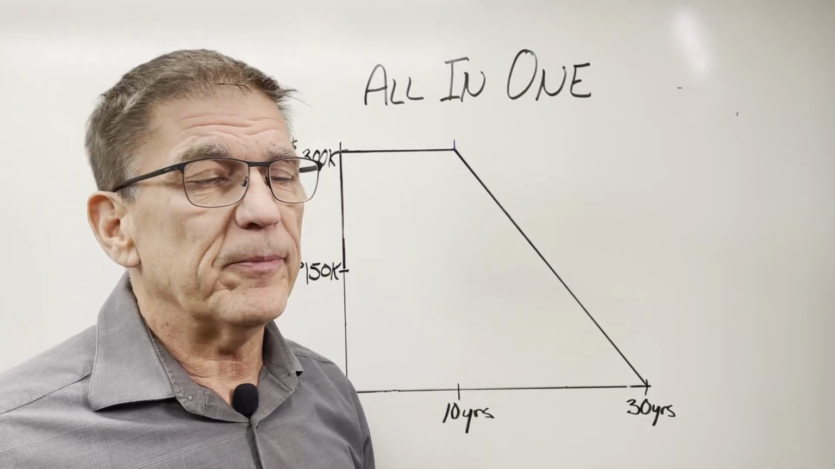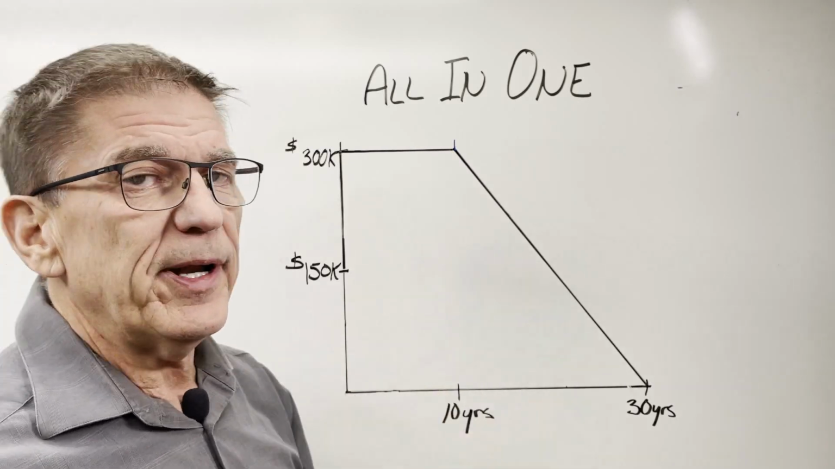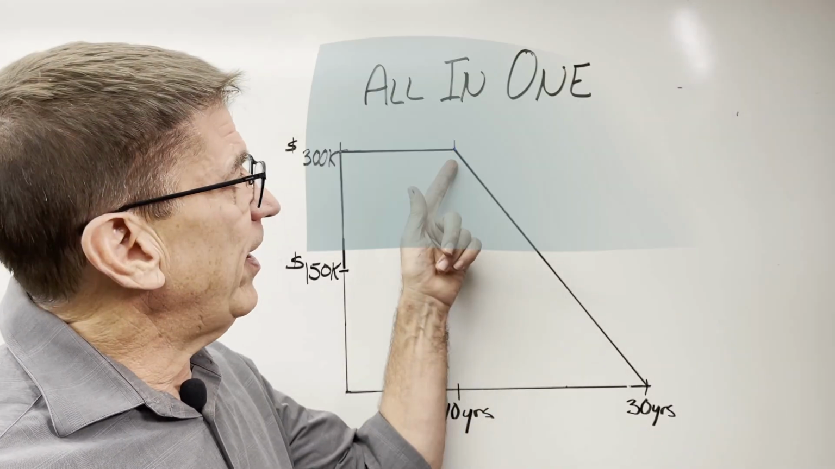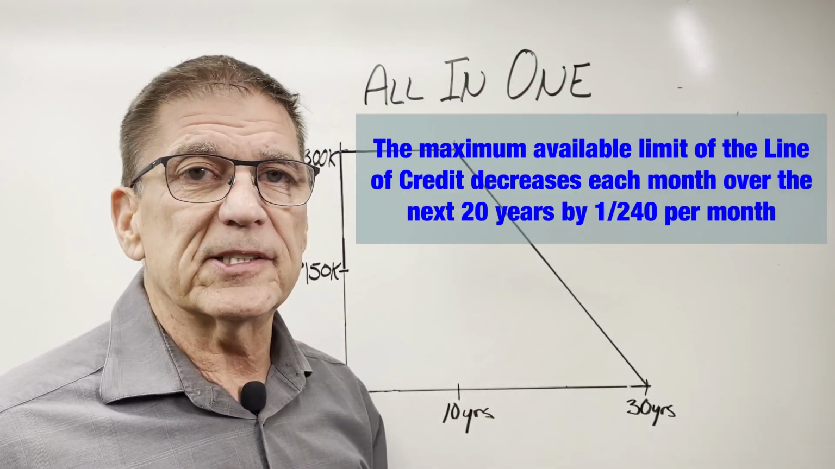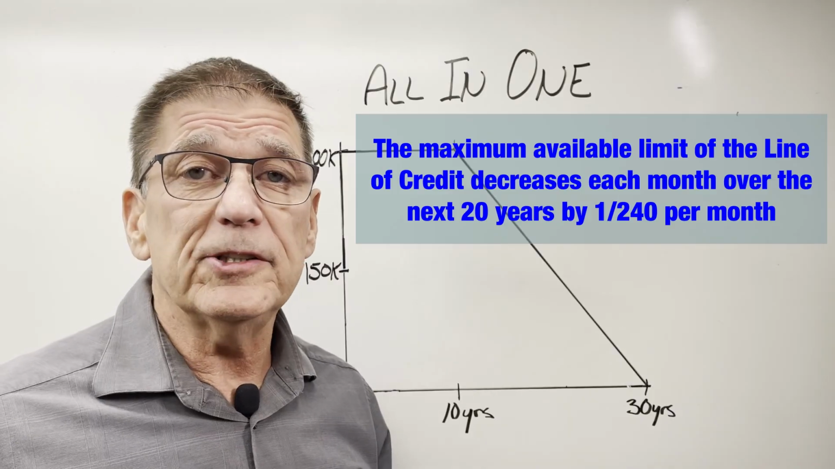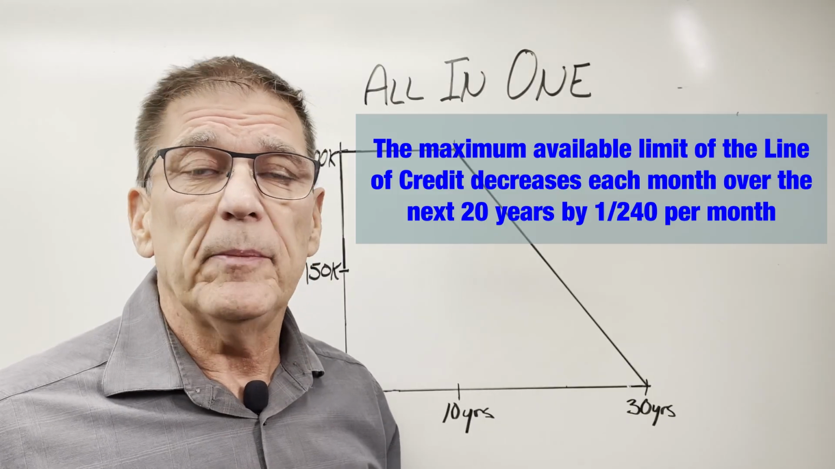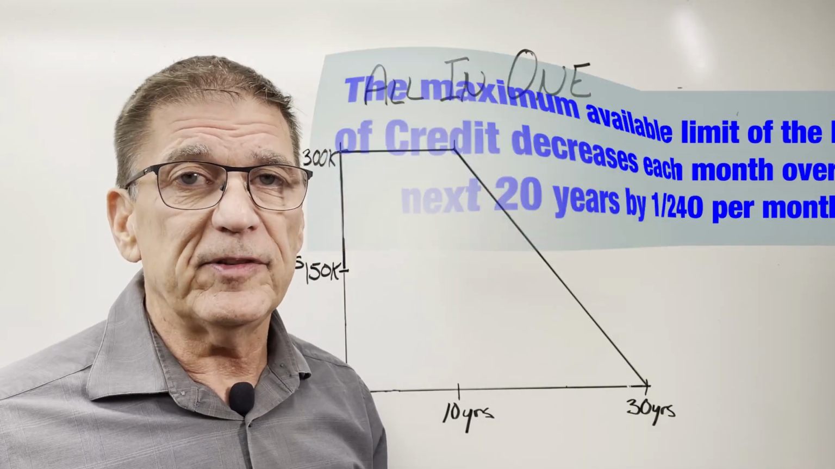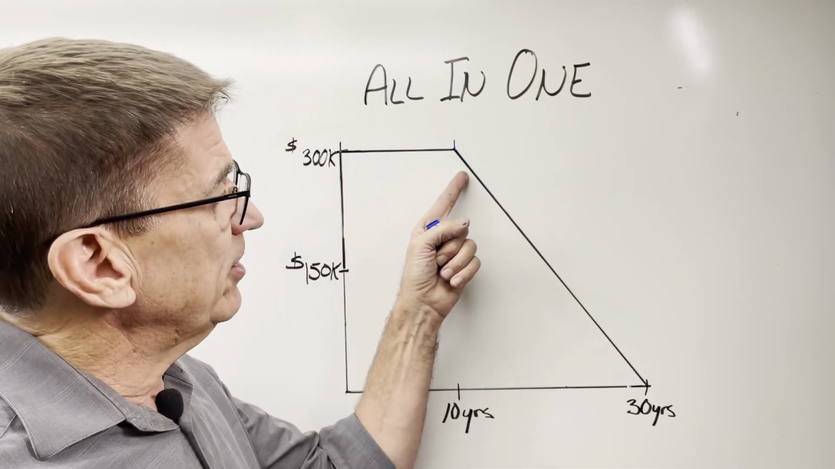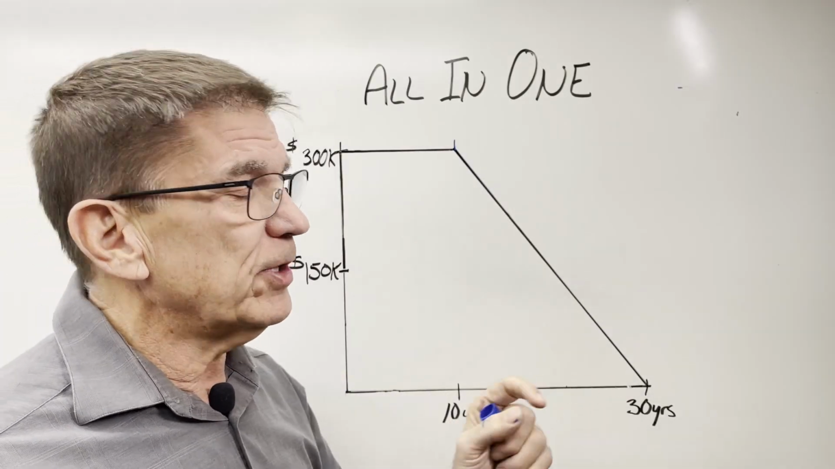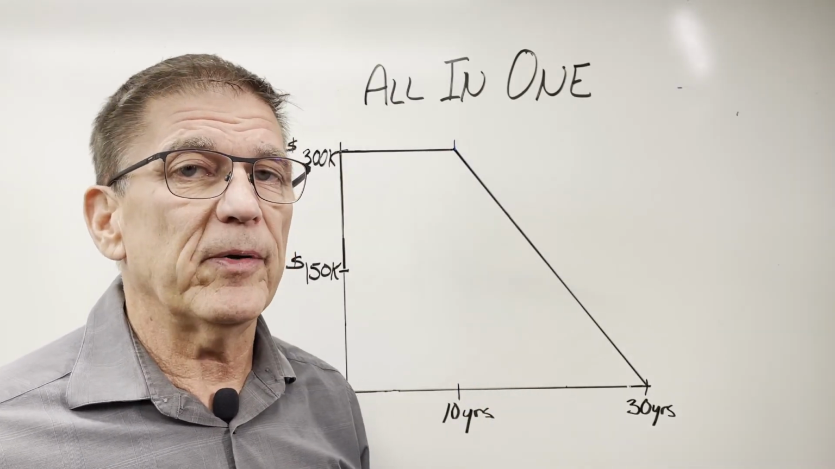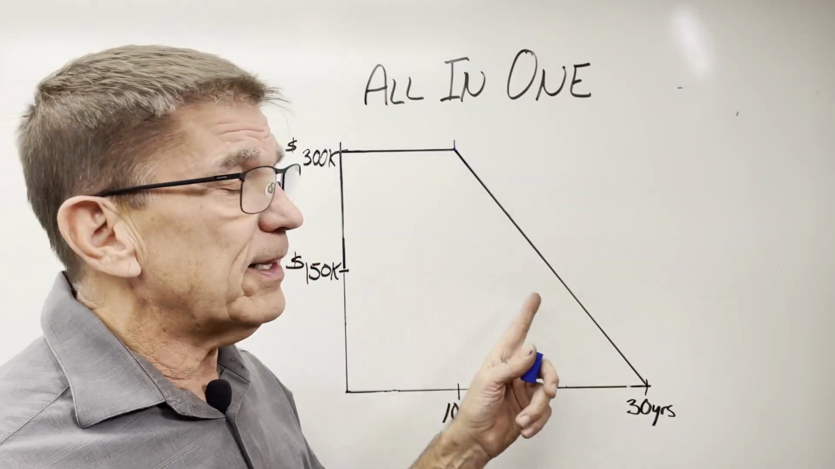The all-in-one loan is different. At the end of 10 years, the available balance to draw upon decreases over the next 20 years by 1/240th each month, because there are 240 months left in 20 years. So there's a straight line available balance that's decreasing over that 20-year period. As long as you stay below this black line, you can draw on it.